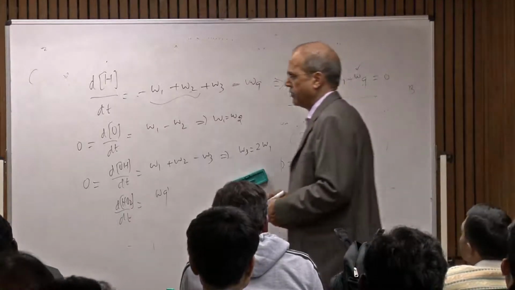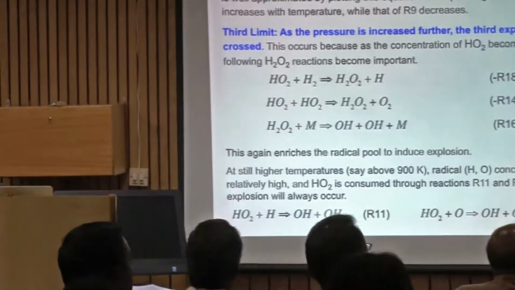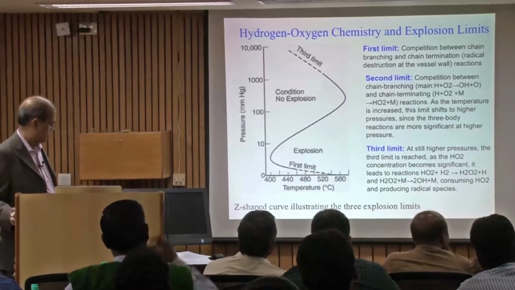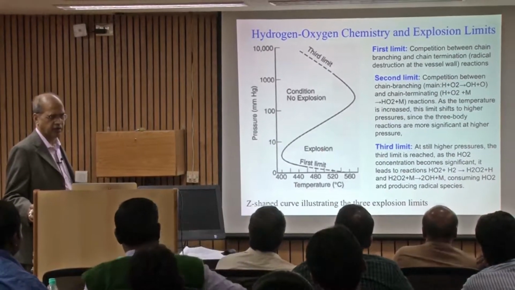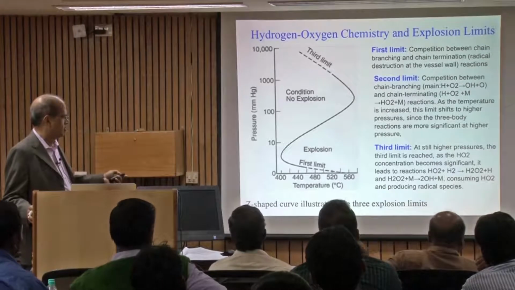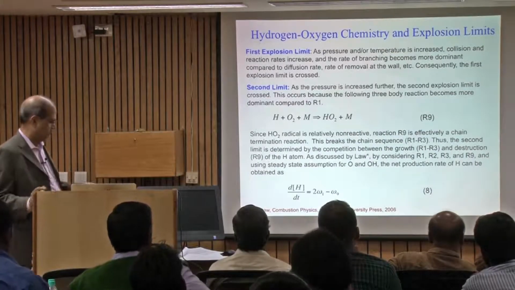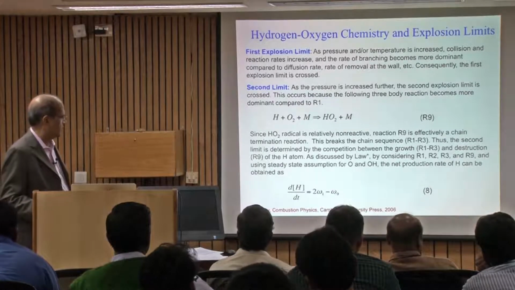And people have done that, and it will match with this curve here. It's almost linear when you plot that. You can find this in the book I mentioned. And there are some papers which also show this second limit.